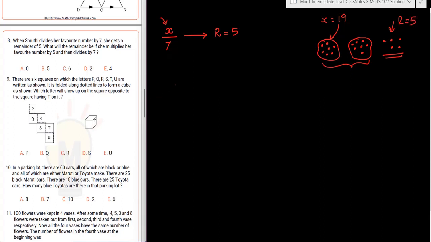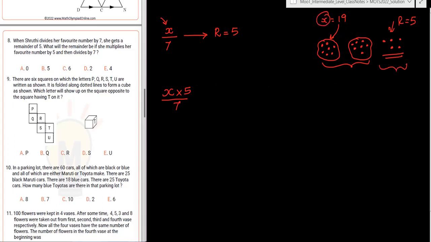Okay, now what is she doing? She is multiplying her favorite number by 5. She is doing x into 5 and then divides by 7. You know, her number has become 5 times more. All right. Now, if her number was x, she is getting a remainder 5.